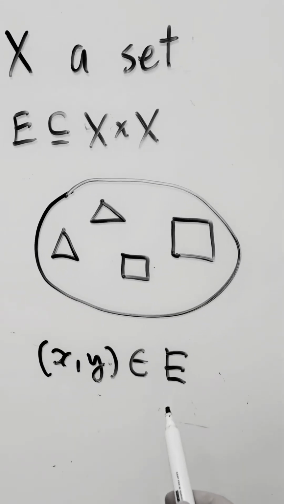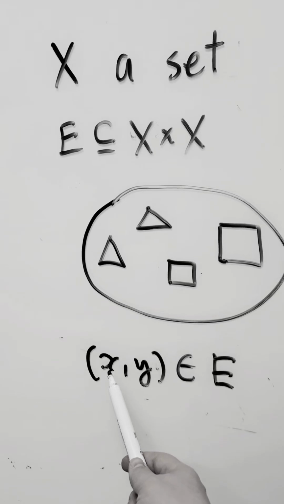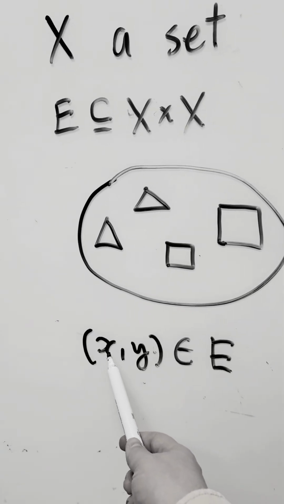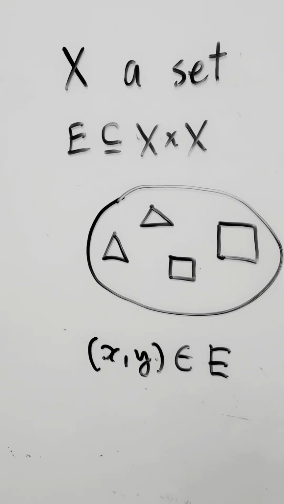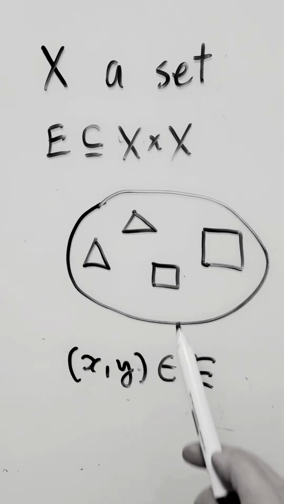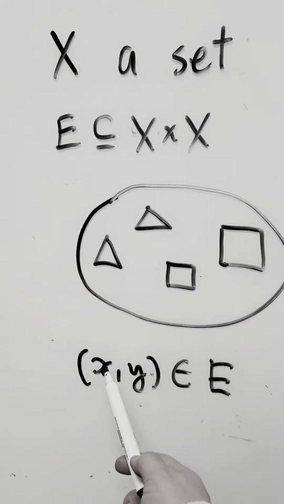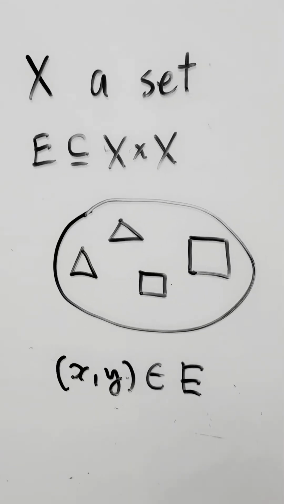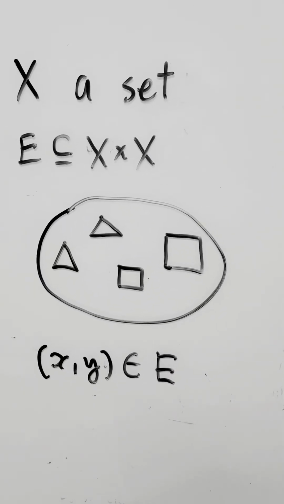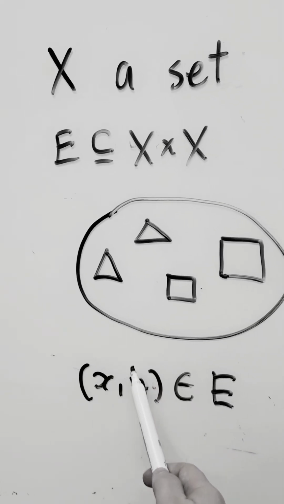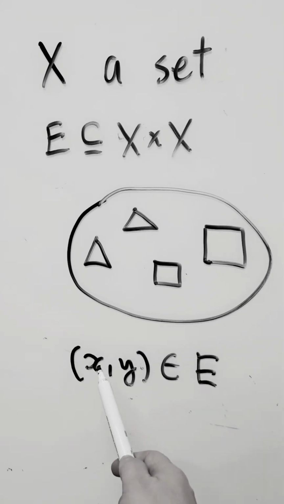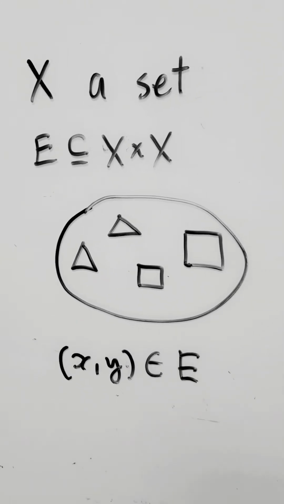In the case we're considering here, x could be one of the triangles and y could be one of the triangles as well because they're similar shapes. Then x could be a square and y could be a square as well because the squares are similar as well. But we can't have x be a triangle and y be a square because the triangle and the square are not similar.